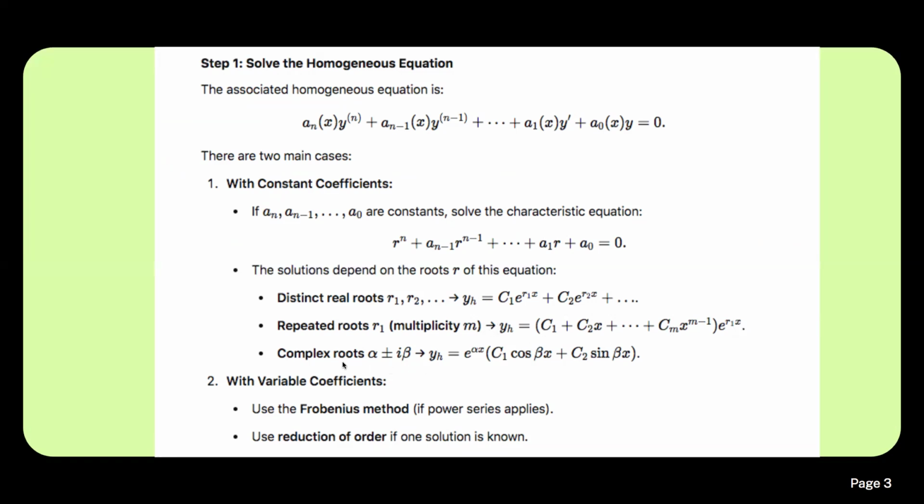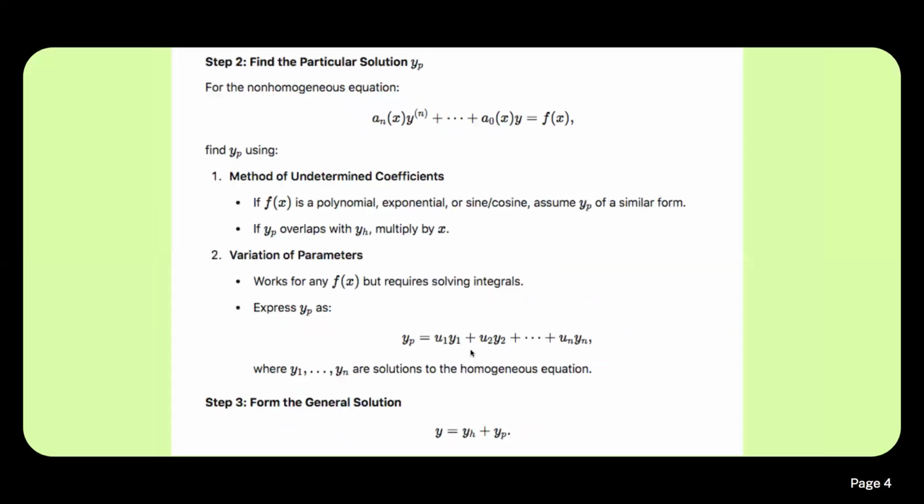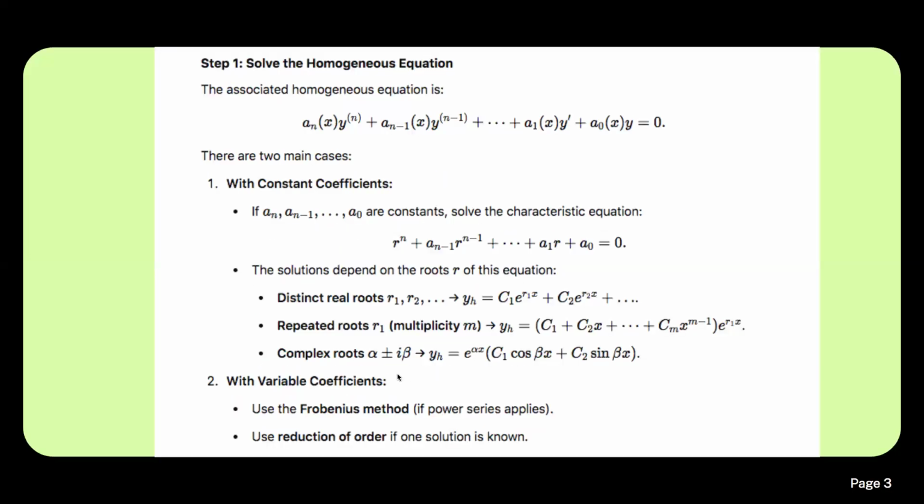For complex roots alpha plus or minus beta i, the solution can be written as e^(alpha x) times (C1 cos beta x plus C2 sin beta x), okay? Then we can put them all together. For the variable coefficients, we do that next time, okay?